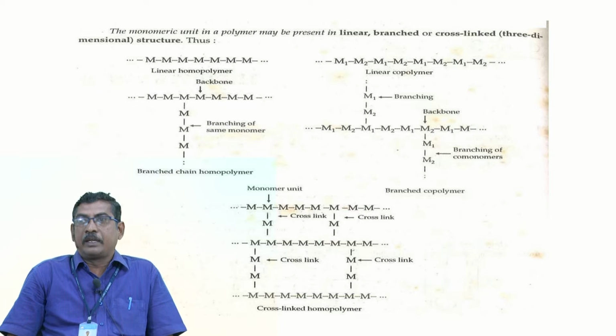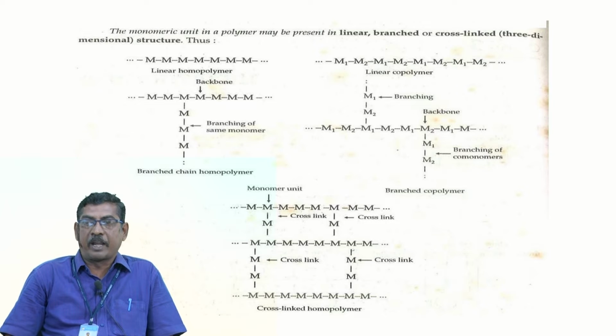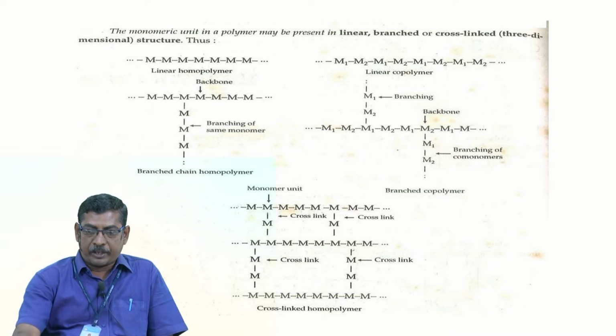And the next one is called linear copolymer. In this linear copolymer, the two types of monomer are present in a straight chain, M1, M2, M1, M2, M1, M2 like this. In branched copolymer, the main chain contains different branches. Another example is M1, M2, M1, M2 in the main chain, and the branch contains M1, M2 like this. Third one is called cross-linked copolymer. In this cross-linked copolymer, the main chain contains a lot of branches, cross-linked.